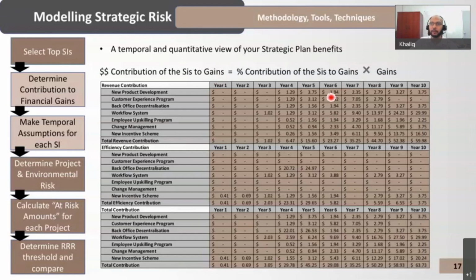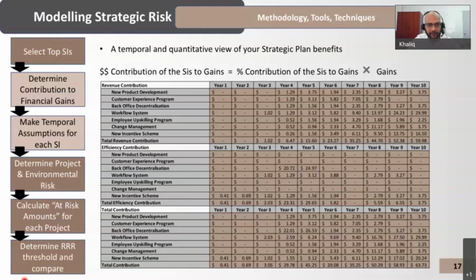So on a previous slide, we would have seen that finance would have predicted revenue growth over the next 5 to 10 years based on economic situations. And then we also asked the experts what is the percentage contribution of each initiative. So when you cross multiply that percentage contribution by the gains, you've now quantified, in terms of dollars and cents, a high level estimate of how each initiative is contributing to your financial gains. So now you've quantified your strategic plan, right? In terms of dollars and cents.